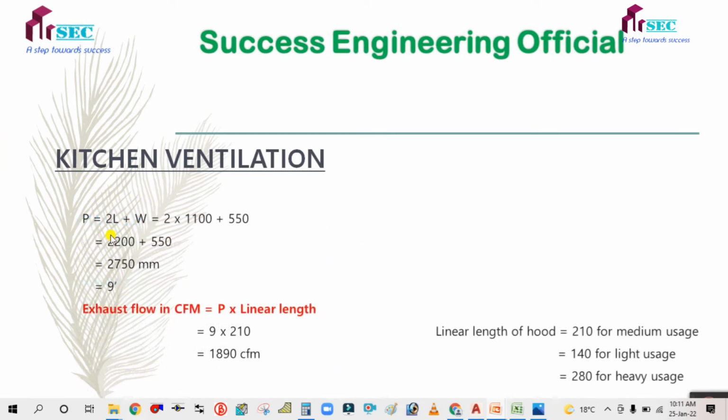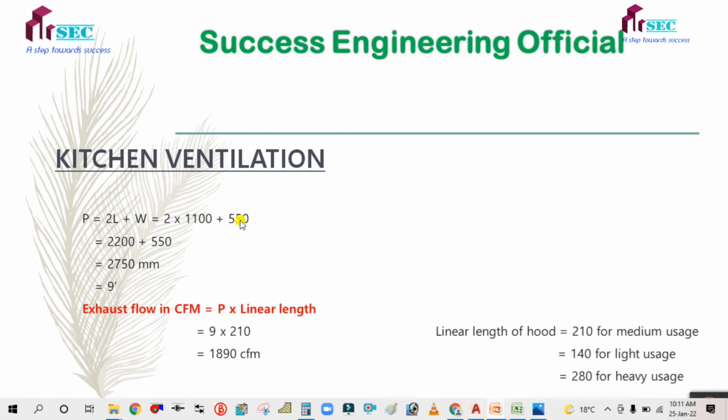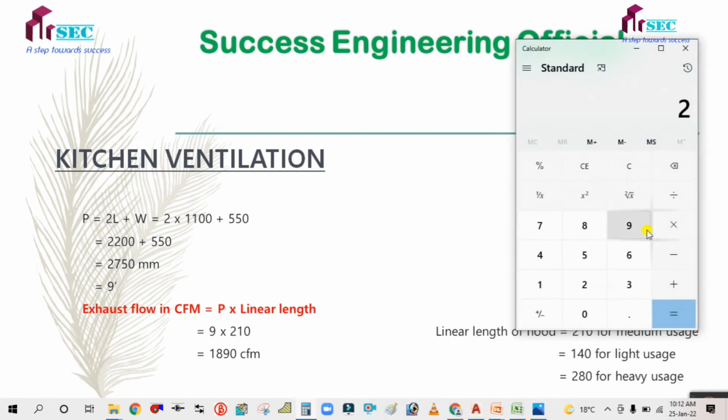Okay, so now you have to calculate the P. P is equal to 2L plus W. 2L plus W is for the wall canopy hood. So 2 into L. L is nothing but the length of the hood, 1100, you already found here. Here 1100 plus 550, which is the width. Okay, so 2200 plus 550. It will be 2750 mm.